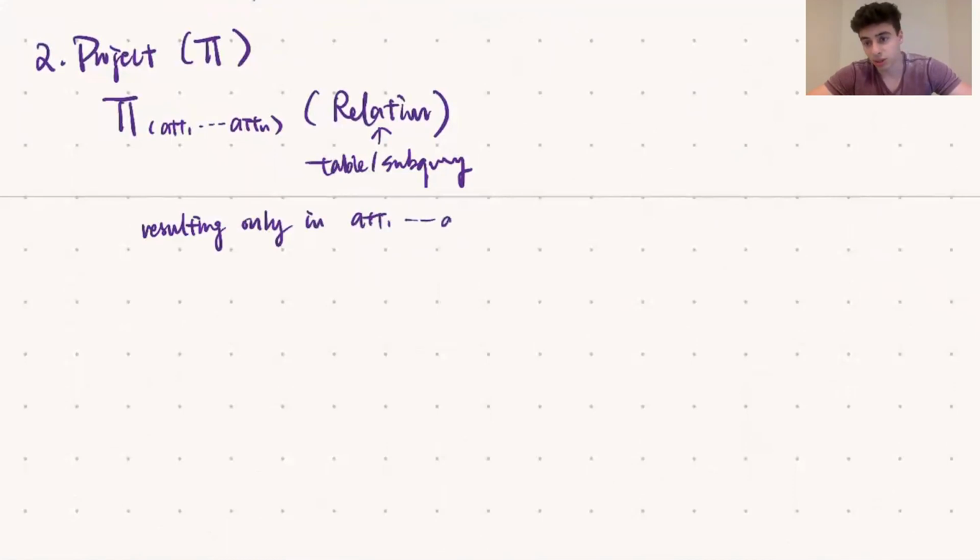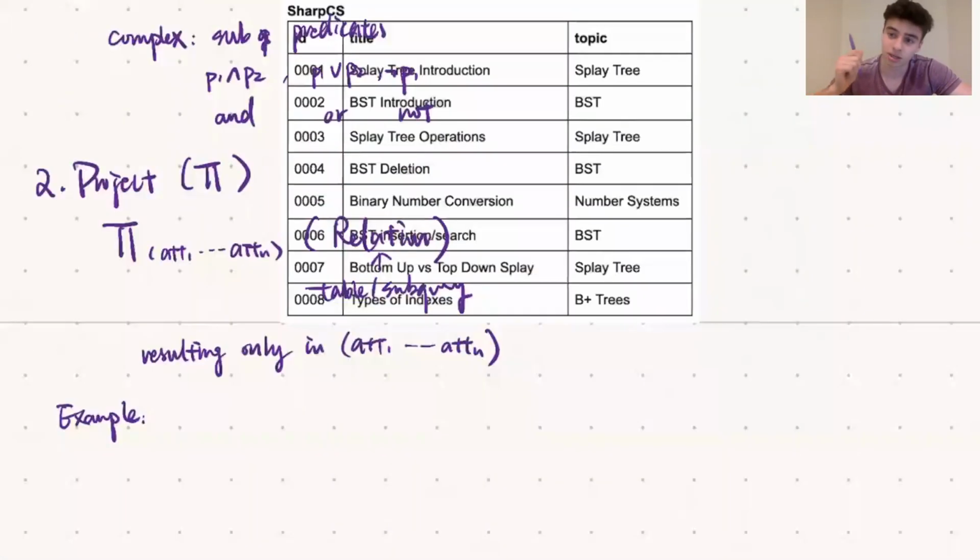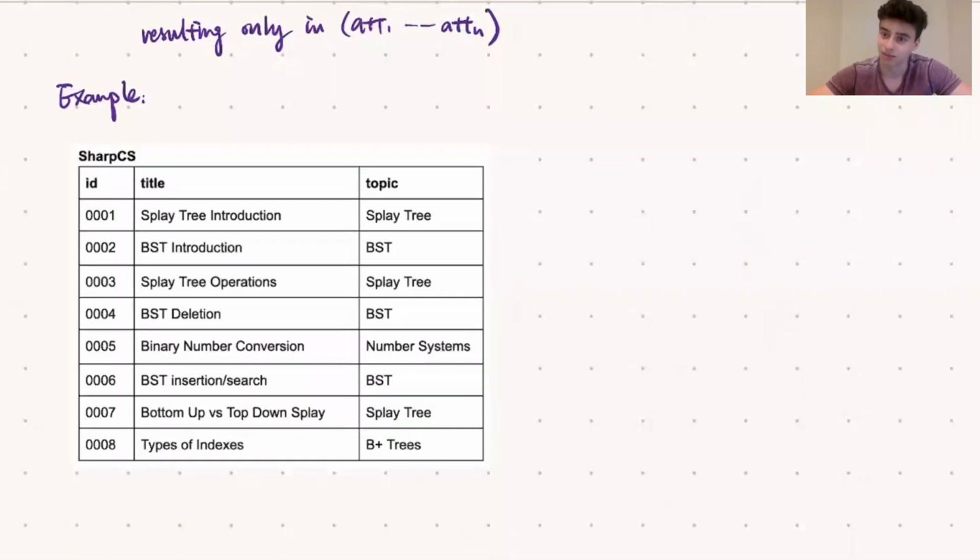But we're going to take a look at an example of what this might look like. So from our last video on indexes, you might recognize this table we're about to show. This is the Sharp CS table. By the way, if you want to learn about indexes, you can click the title card in the top right-hand corner to go view that video.